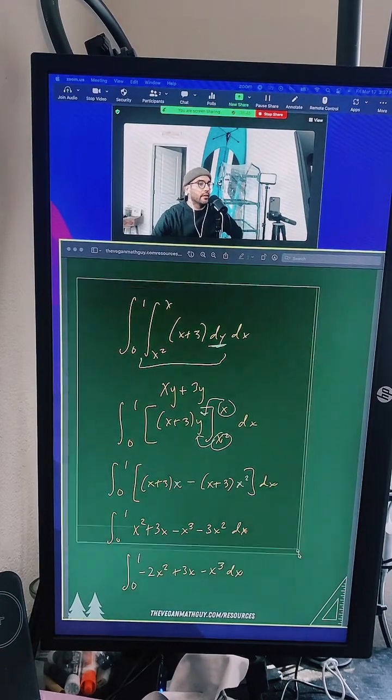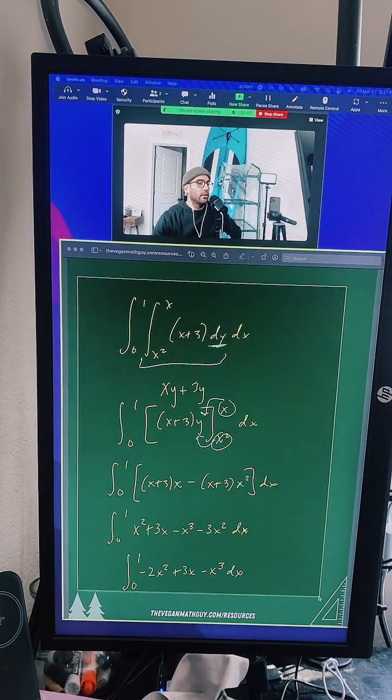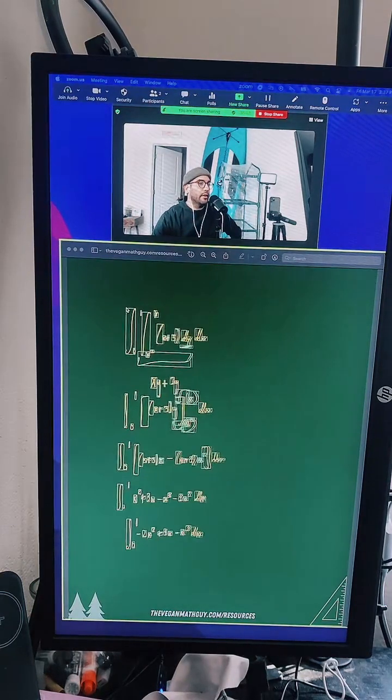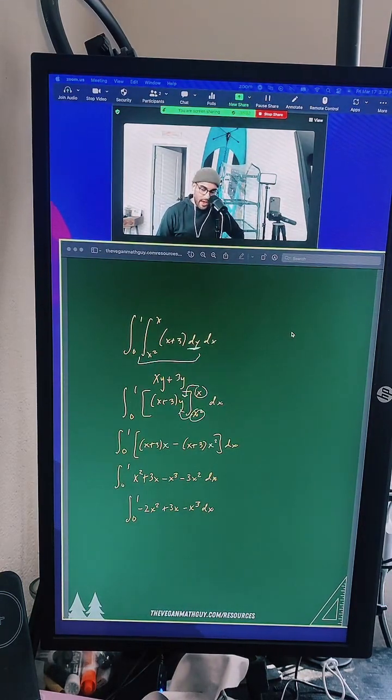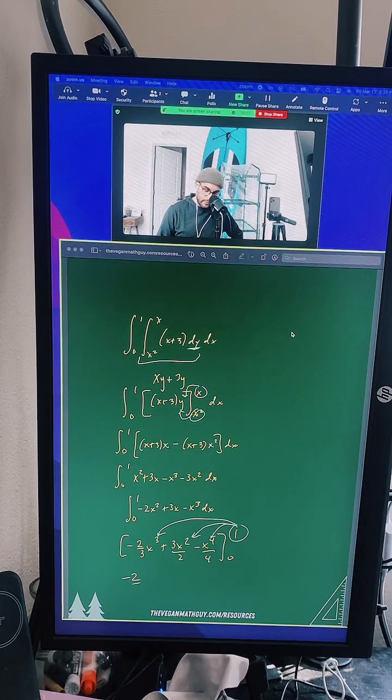Let me just simplify this. Now we have negative 2/3 x cubed plus 3x squared over 2 minus x to the 4th over 4 from 0 to 1. You're going to plug in 1 into everything. And that's just going to become negative 2/3 plus 3/2 minus 1/4. And check this out. When you plug in 0, everything is just going to become 0. So we're just going to subtract a big fat 0 at the end.